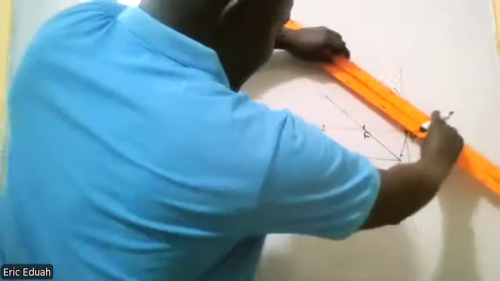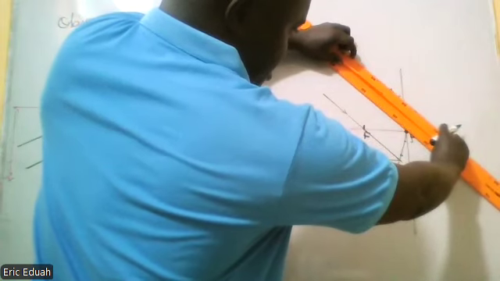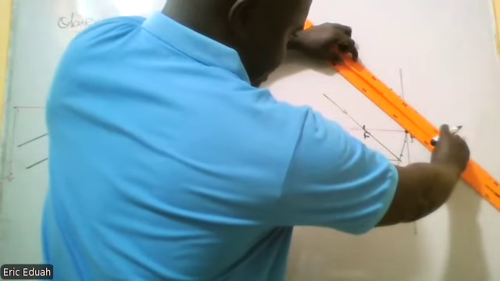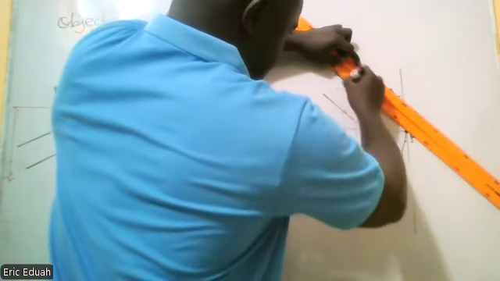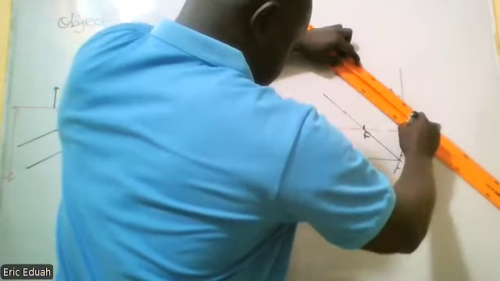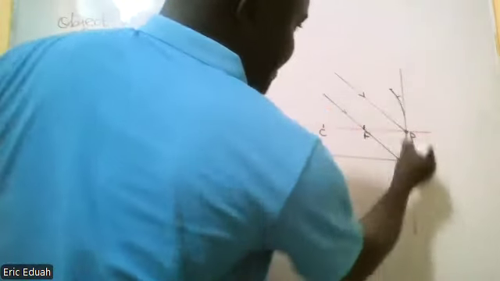Then a ray of light hitting the pole of the mirror. Hitting the pole reflects at the same symmetry.